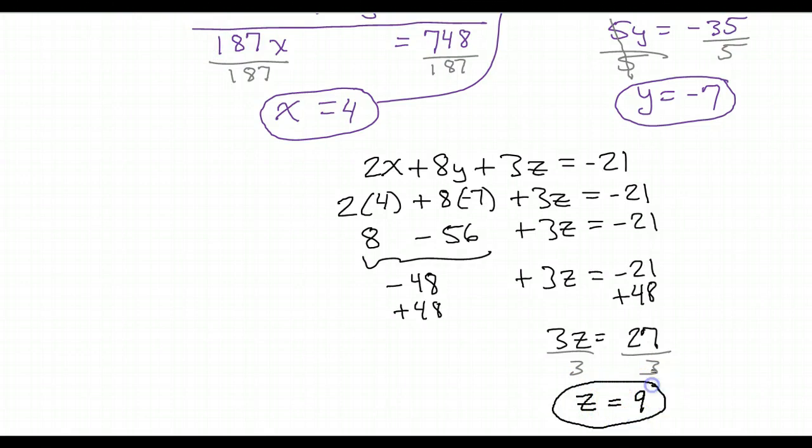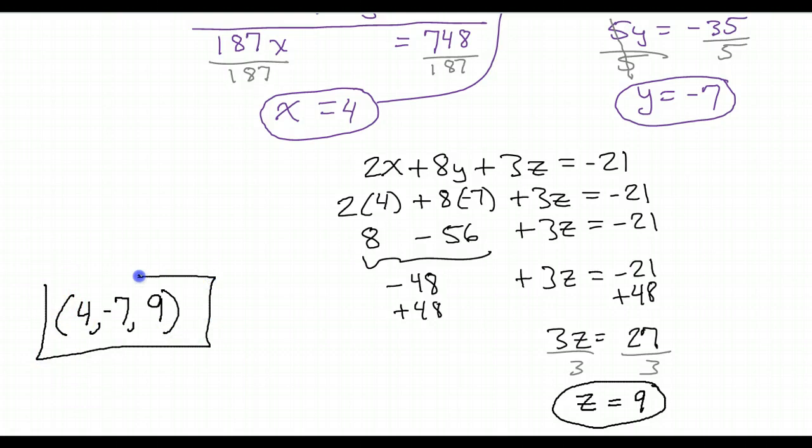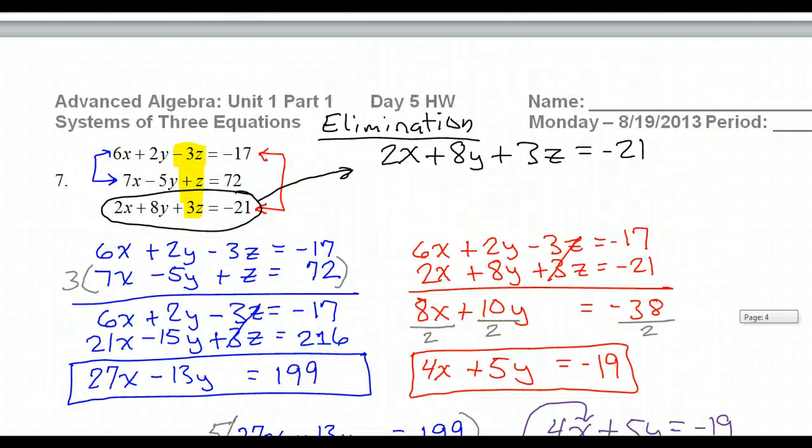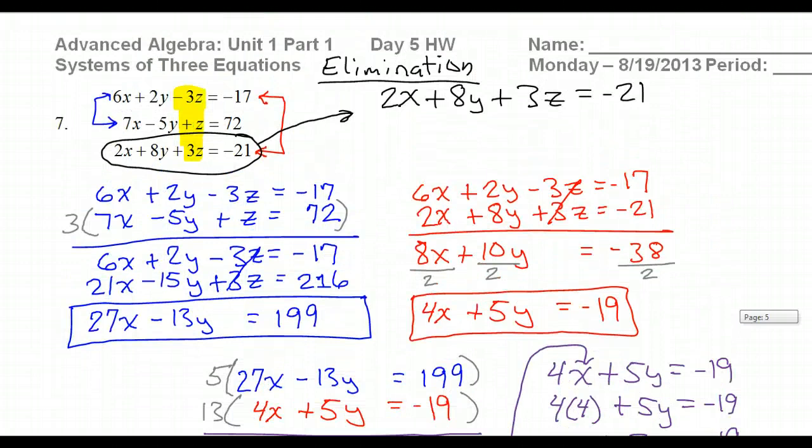Alright, and with that we have all three variables, x, y, and z. So let's go ahead and record our answer as an ordered triple in the form x, comma, y, comma, z. Alright, and that would be your answer to problem number 7 by elimination.